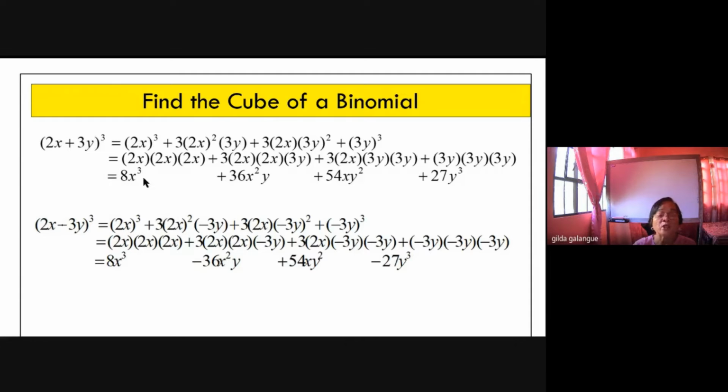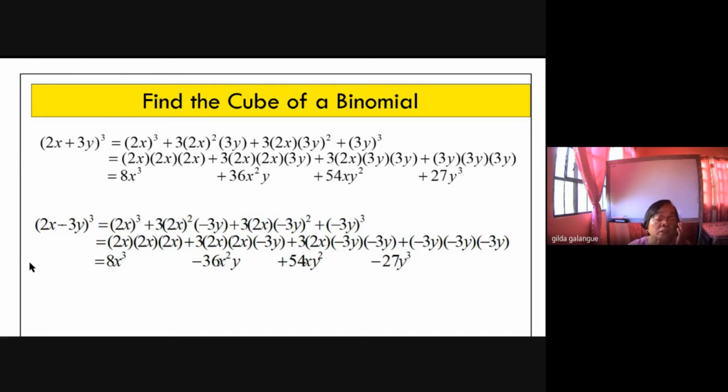Look at the exponent of x. It is 3, 2, 1. Look at the exponent of y. There's no y here. We have 1y, y squared, y cubed. So the exponent of x is descending, while the exponent of y is ascending.